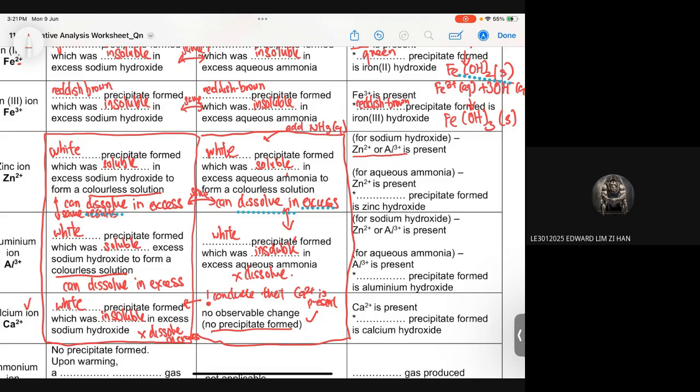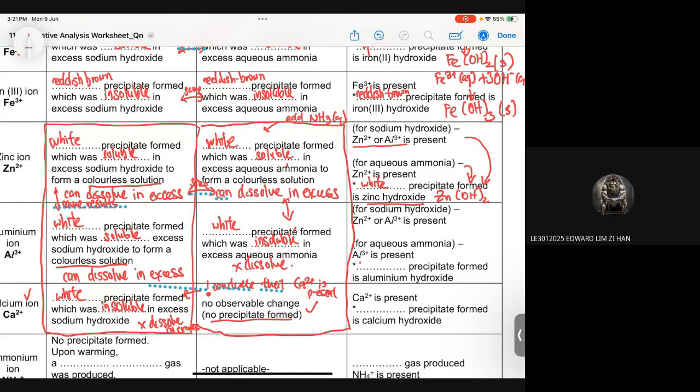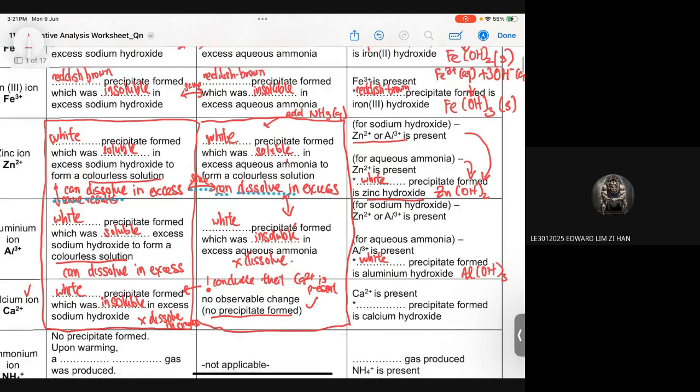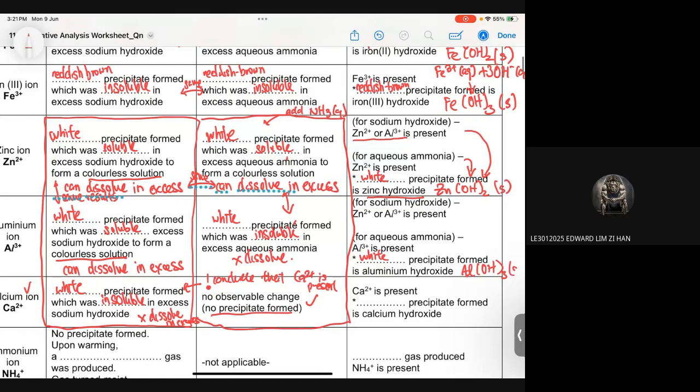Okay, zinc 2 plus is present because you know that the white precipitate formed is the zinc hydroxide, which is Zn(OH)2. So whether you add sodium hydroxide or aqueous ammonia, the white precipitate that's formed is actually zinc hydroxide. Next one for aluminium. Once again, the white precipitate formed is aluminum hydroxide, which is Al(OH)3. This is solid because it's a precipitate. And the last one, calcium hydroxide, is the white precipitate formed. This is Ca(OH)2, solid.